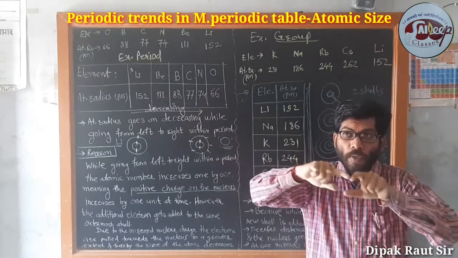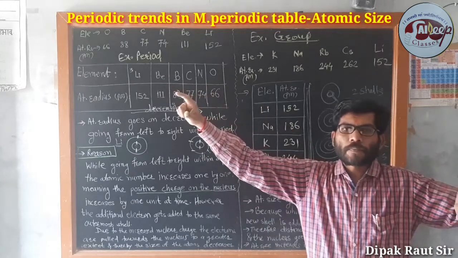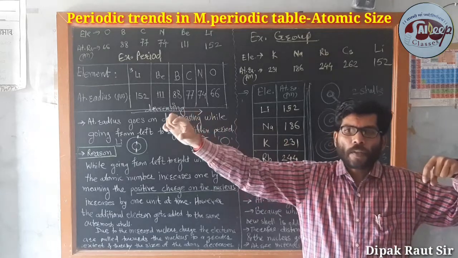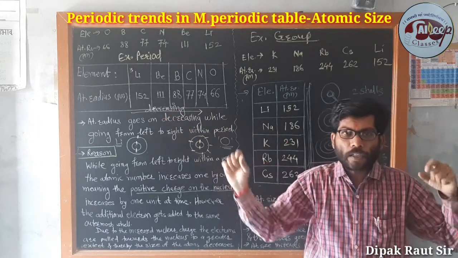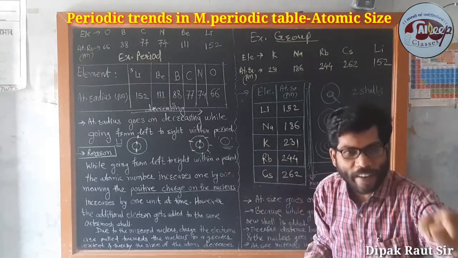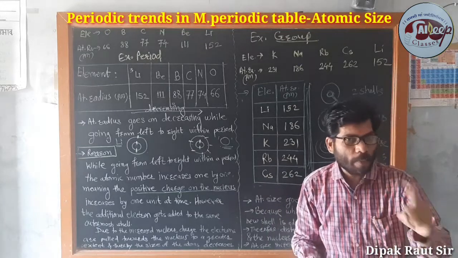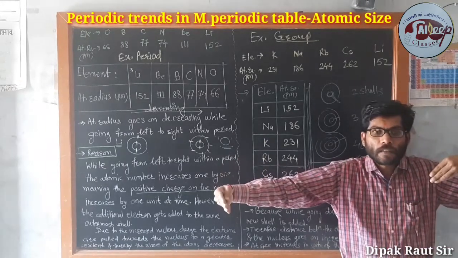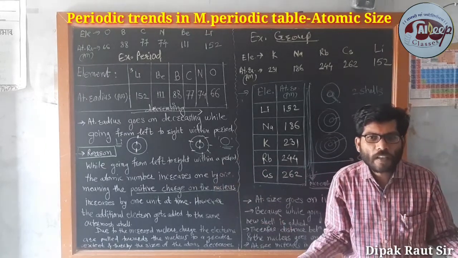As we increase the number of shells, the distance between the nucleus and outermost shell increases. That means the atomic radius increases, and when atomic radius increases, atomic size increases.